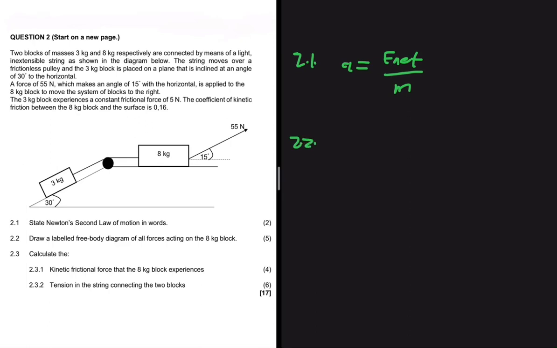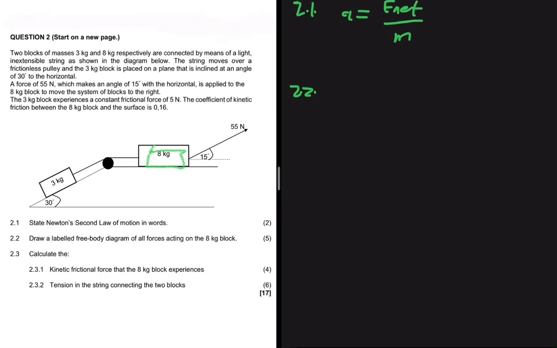2.2 is saying, let's draw a labeled free body diagram of all the forces acting on the 8 kg block, right? So here's the 8 kg block here. Let's just go ahead and draw that free body diagram. Before we even think of anything, we know we're supposed to have weight, right? And then after that, we can look at the applied forces and so on. But the object is resting on a surface, so we're supposed to have a normal force there.